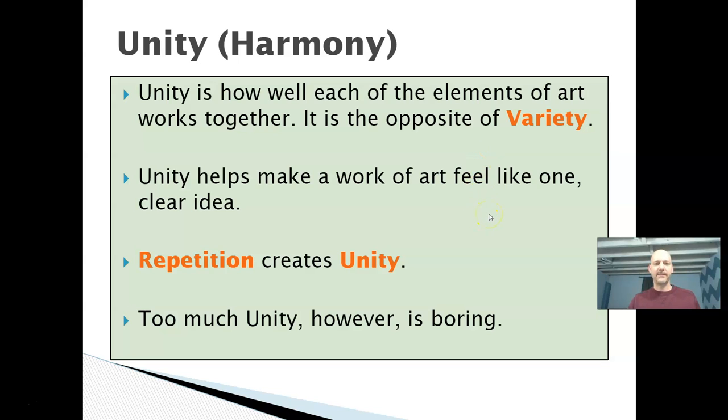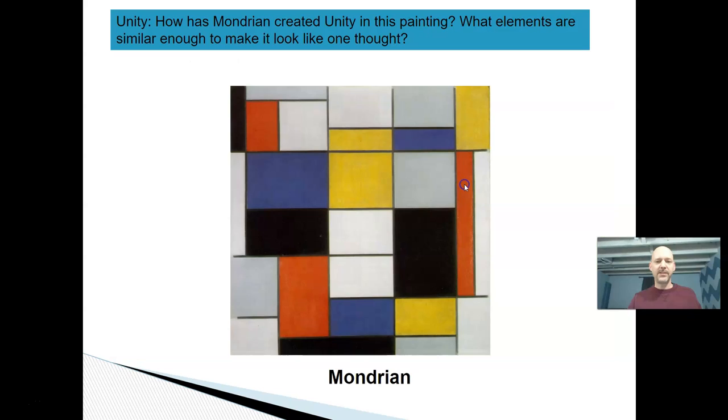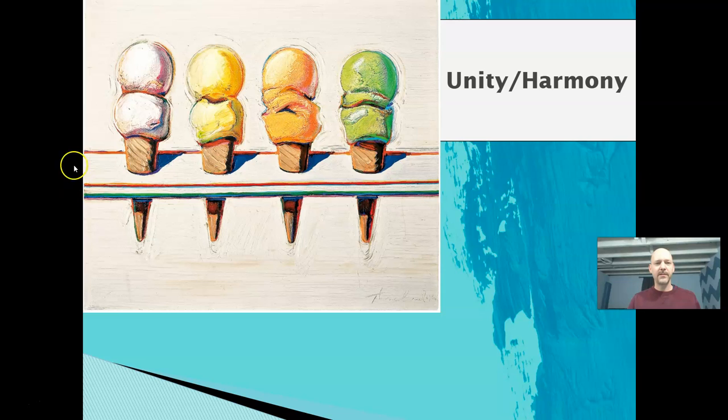Unity or harmony is when a work of art feels together or whole. Repetition creates unity. So this feels very unified because it's all rectangles. It's just a few colors. The lines are pretty similar. So this is unified by shape. The background unifies it. Even the colors are all pastel, aren't they? So your work should be somewhat unified so it's together, but there has to be some variation or it's boring, right? So the colors have changed. Shapes aren't exactly the same. They're very similar.